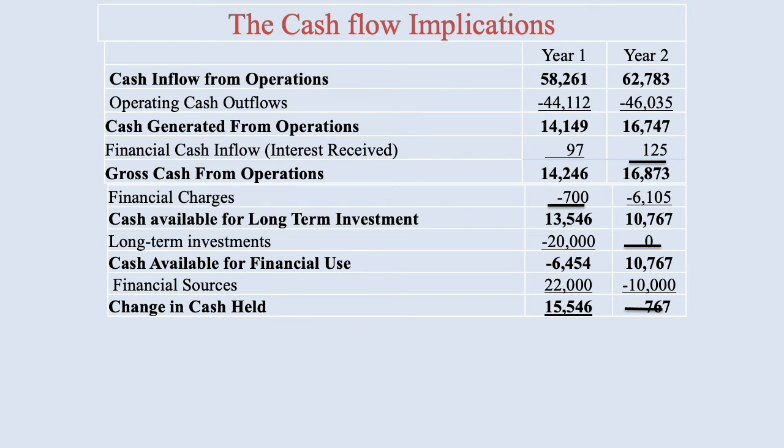In my opinion, the cash flow statement in published accounts is the most important statement in there. It's also true when you're doing your planning. You want to know how much cash came in from operations. How much did it cost you to earn that? How much came in from interest received? Therefore, how much is the gross cash you've got available? Then you have to pay your financial charges, of course. What's left is available for long-term investment. How much did you invest? Did you have the cash available for it? If not, where did you get it from? And finally, the change in cash held. It's a very important statement.